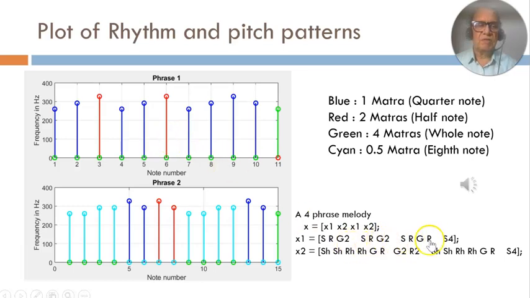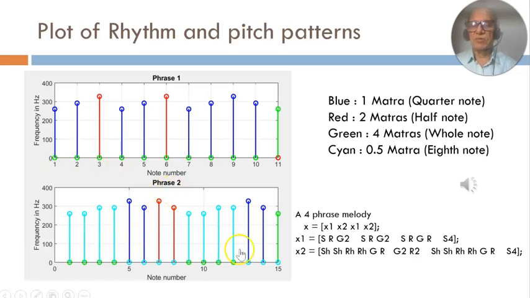Then you have 4 notes of 1 matra duration, so 1 1 1 1, followed by a note of 4 matras. So that is plotted in green. So green corresponds to 4 matras, red corresponds to 2 matras and blue corresponds to 1 matra, and the height of course corresponds to the frequency. So the y-axis is calibrated in terms of frequency.